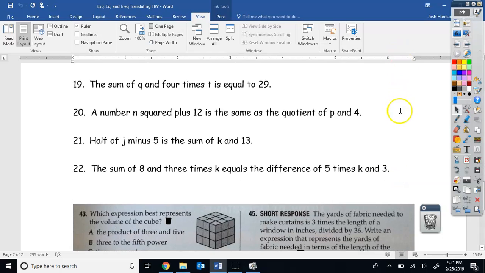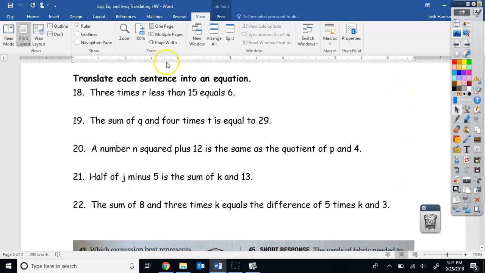All right, so the last thing we're going to look at is a little bit of this little section on translating each sentence into an equation. This is where you have equal signs, and it will say is equal to, or is. Sometimes it'll just say is. Okay? So I'm going to take a look just at a couple of these.